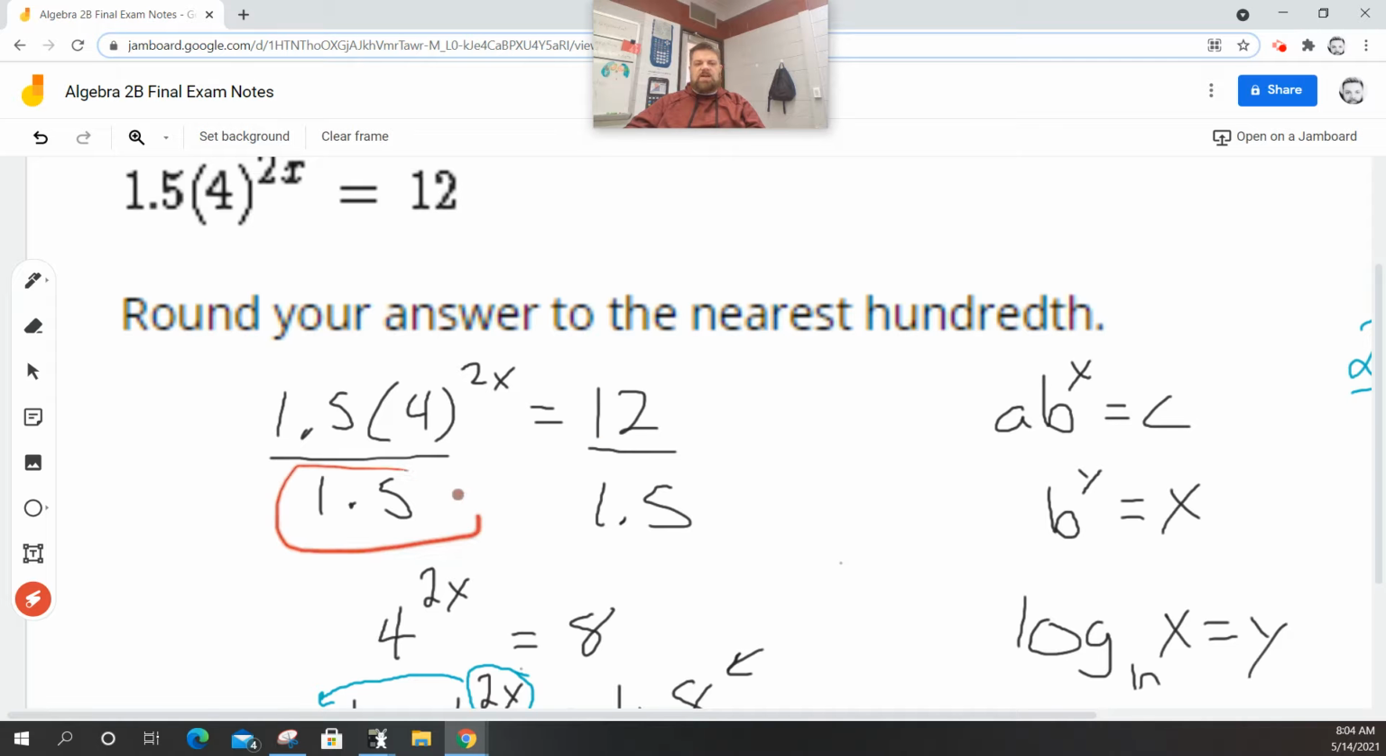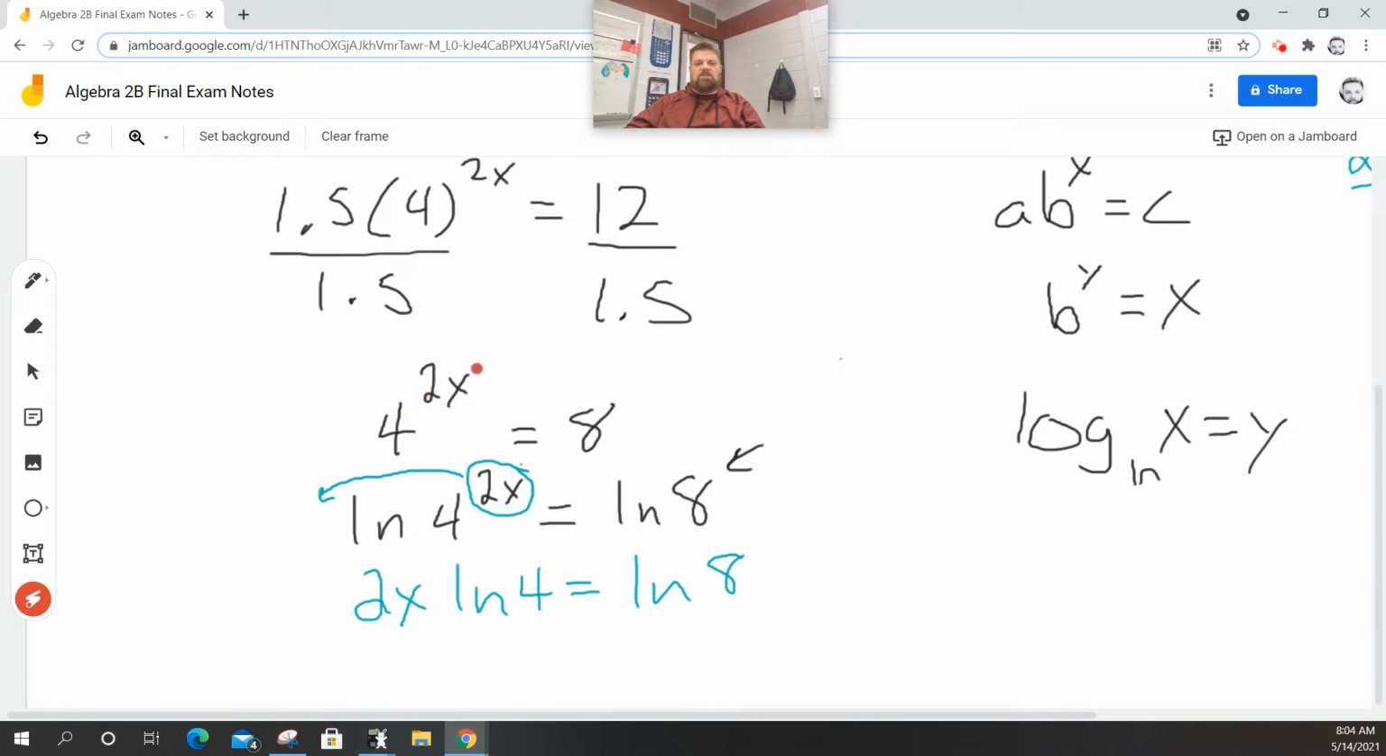So the first step in that process is to divide both sides by 1.5. That reduces down to 4 raised to the 2x is equal to 12 divided by 1.5, which is 8. Then I'm going to take the natural log of both sides. So I'm going to say the natural log of 4 to the 2x is equal to the natural log of 8.